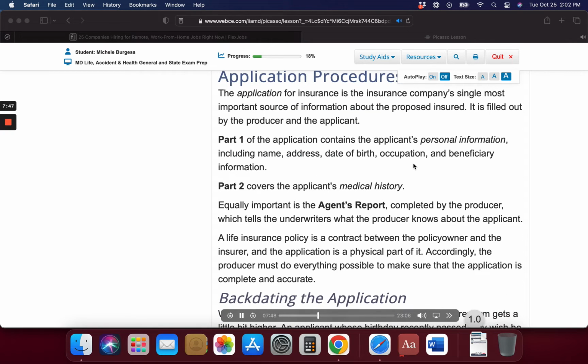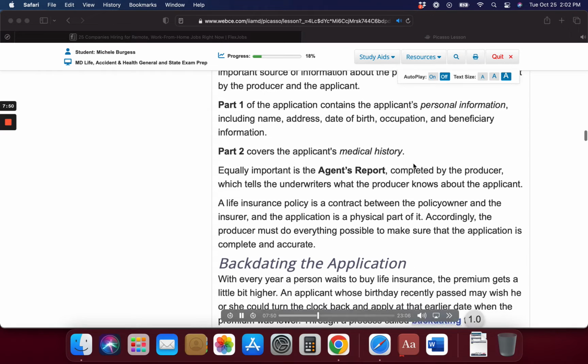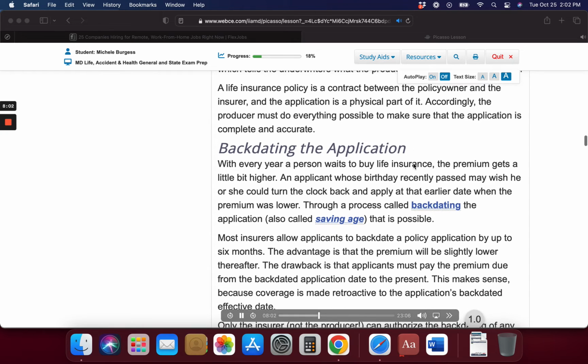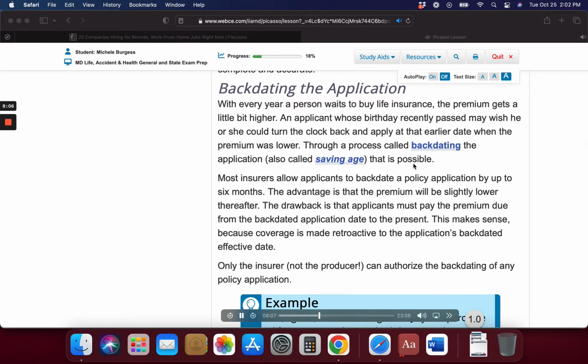Equally important is the agent's report, completed by the producer, which tells the underwriters what the producer knows about the applicant. A life insurance policy is a contract between the policy owner and the insurer, and the application is a physical part of it. Accordingly, the producer must do everything possible to make sure that the application is complete and accurate.